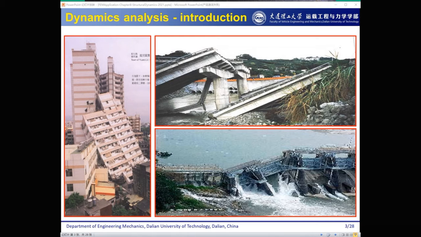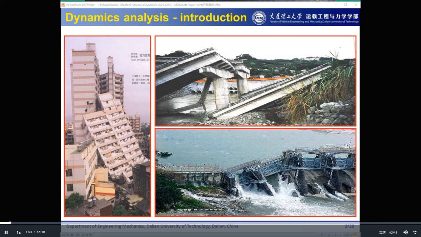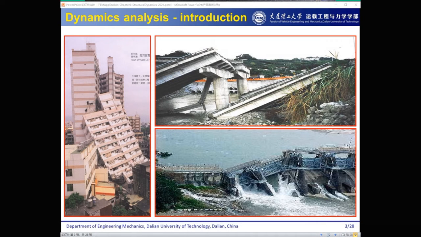For example, the building under the impact of an earthquake, and the bridge also, under the impact of the earthquake or very heavy winds, and the dam. All those failures of the building, bridge, and dam are not because of the stress. It's because of the dynamic vibration, the dynamic effect. So dynamic failure is a very important type of failure.